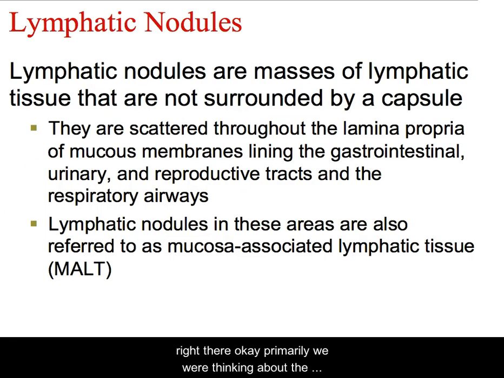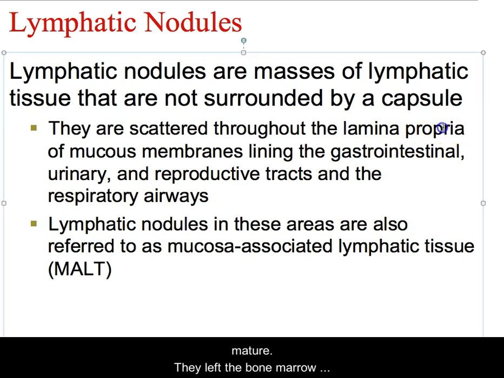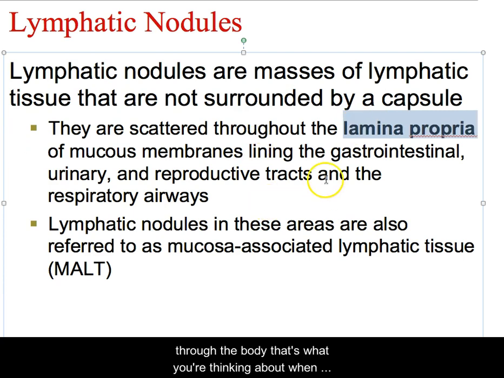Now, lymphatic nodules, similar to lymph nodes, are scattered throughout the body. They do not have a capsule, and they're traveling inside the lamina propria. Remember where the lamina propria is. It's the basement membrane for all mucosal membranes, right? So let's put a bold on that to make sure you get that. Okay. In the gastrointestinal tract, urinary tract, reproductive tract, and respiratory pathways.